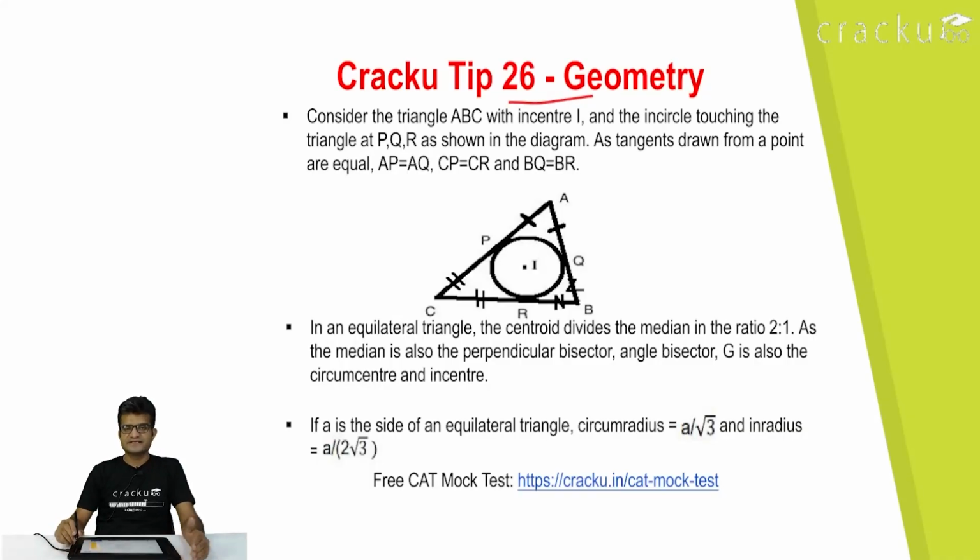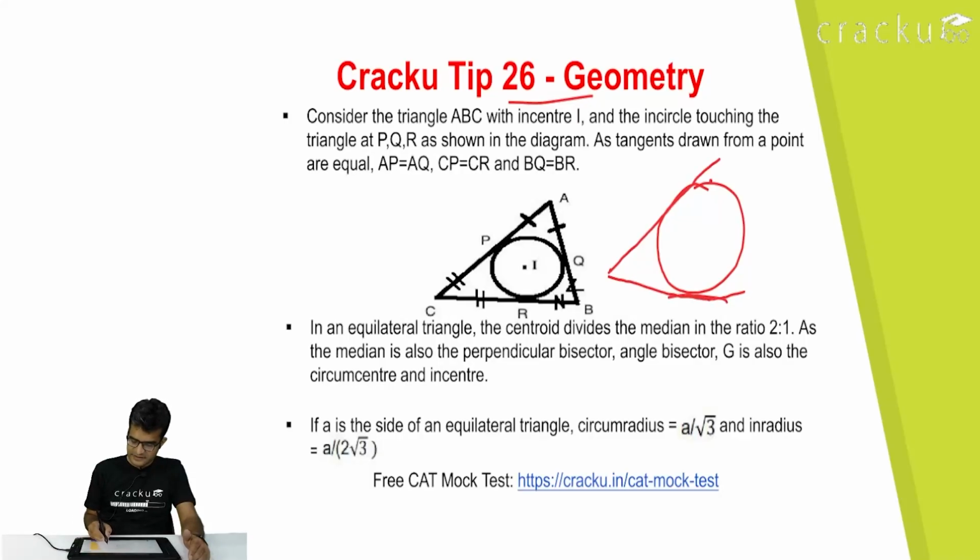This is an extension of the theorem which says that if you have a circle and from one point you are drawing two tangents to the circle, if this is one tangent and if this is another tangent, then the lengths of both of these tangents will be the same. If you are drawing two tangents to a circle from any particular point outside the circle, the lengths of both the tangents will be the same.